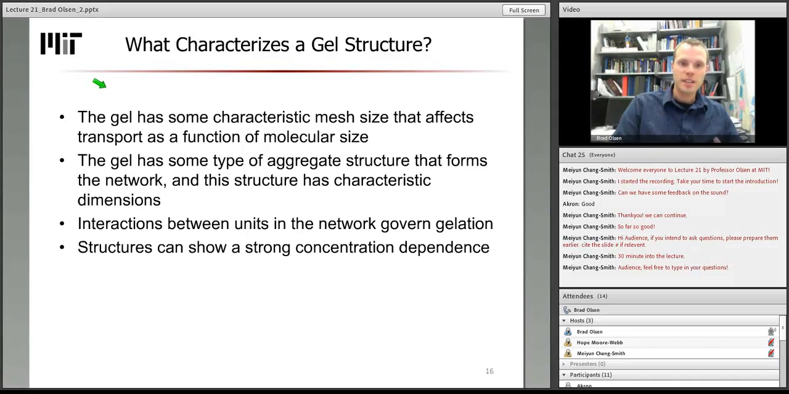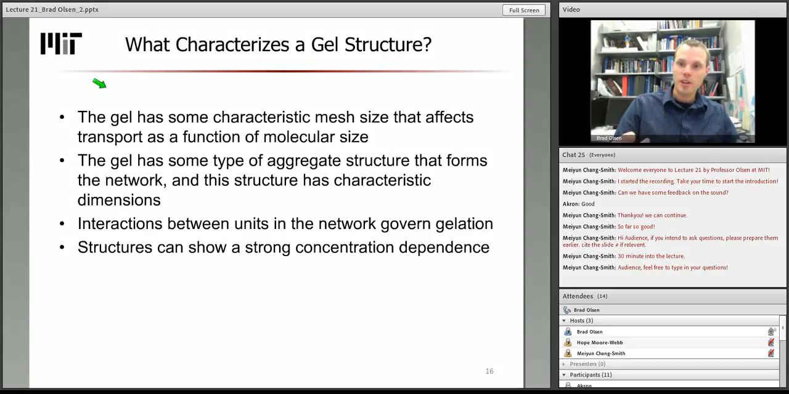The gel has some sort of aggregate structure that's forming this net. So maybe the strands in this net are flexible polymer chains. Maybe they're self-associating fibrils. Maybe they are colloids that are jammed into one another, like Professor Reutz talked about. Or maybe there's some other type of mechanism that we'll discuss in a bit. But this has some sort of characteristic dimension of the network that's forming this net mesh size.